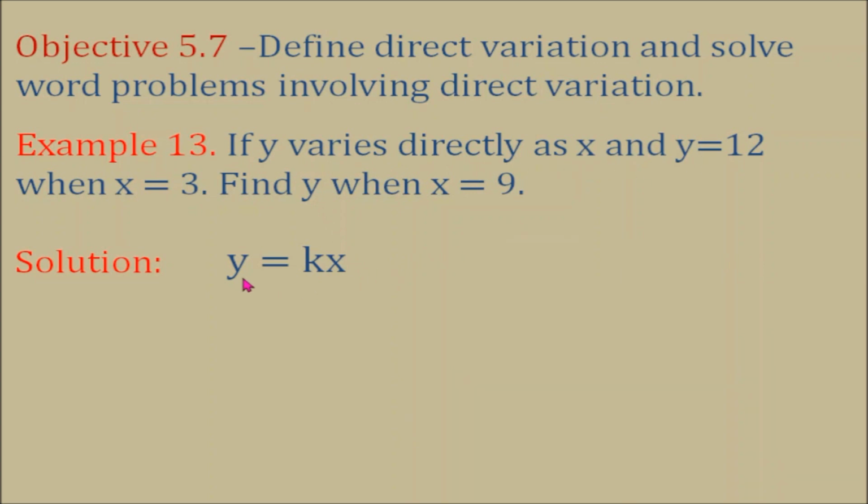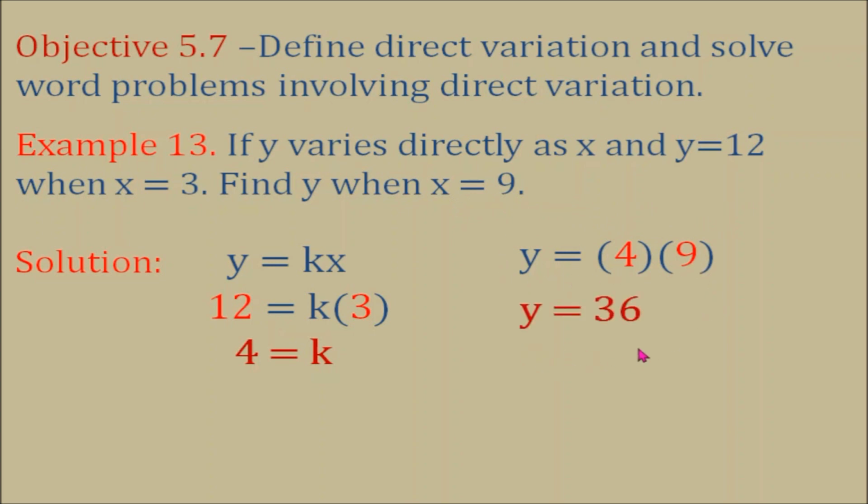Now y is 12 when x is 3. So that's 12 equals k times 3. To solve for k, we are going to divide both sides by 3. So 12 divided by 3, that's 4. Now going back to our original equation, so that's y equals 4, the value of k, times 9, which is the value of x. So 4 times 9 is 36. So this is our answer.